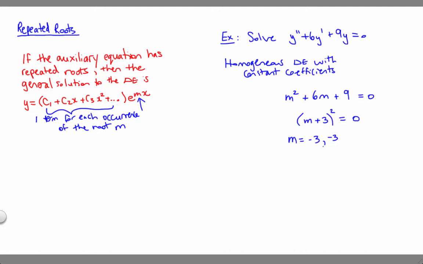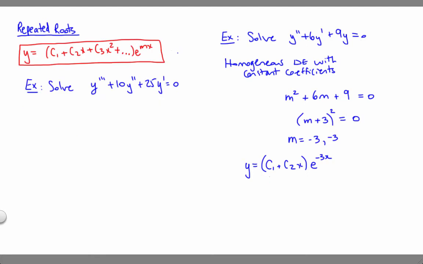The root occurs twice. So let's see if we can follow the formula over here and write down our general solution. Y is going to look like c1 plus c2x times e to the -3x. So in the exponential we've got the form e to the mx. M is our root, so in this case it's -3. And notice that in the polynomial part we've got two terms because our root occurs twice. So I've recopied the form of our general solution in case we want to take a look back at that.